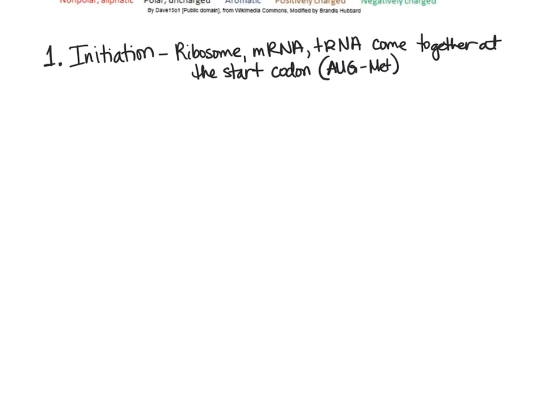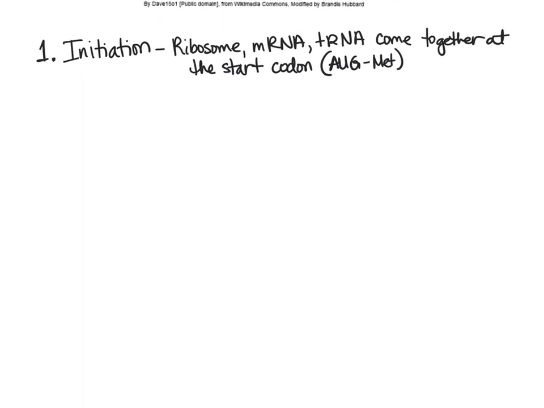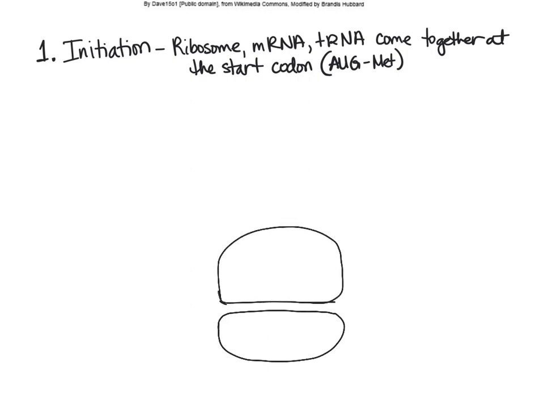All right, back to initiation. Our ribosome, our mRNA, and our tRNA are going to come together at the start codon. The way that works is that we have our ribosome. It's actually in 2 chunks. So we have a bottom part of the ribosome, and we have the top part of the ribosome. In between here, we have our mRNA. And then we have our tRNA that's going to come along.